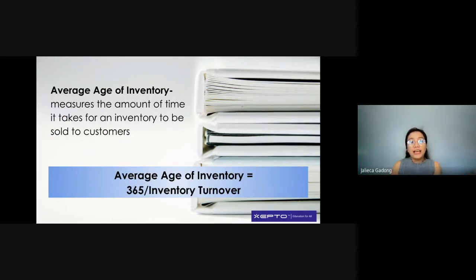Now, let's look at the average age of inventory. When we talk about average age of inventory, it gives us the idea on how long it takes for the company to sell its inventory to the customers. So we have here the formula, average age of inventory is equivalent to 365 divided by inventory turnover.